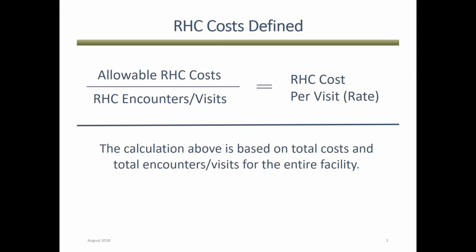Before you, you see the very basic formula for how an RHC cost per visit is calculated. You have the numerator as allowable RHC costs, the denominator RHC encounters or visits. Now, it is important to note that the calculation above is based on total cost and total encounters for the entire facility. So it is an average cost per visit for all different types of patients. We will revisit this formula in the next part of this session.